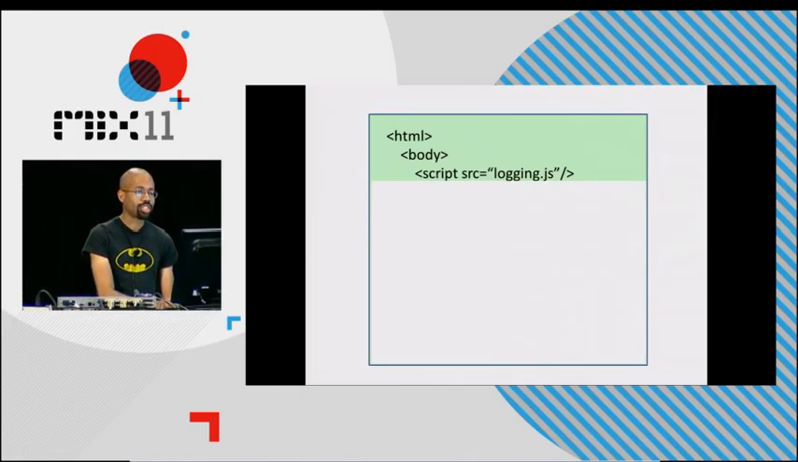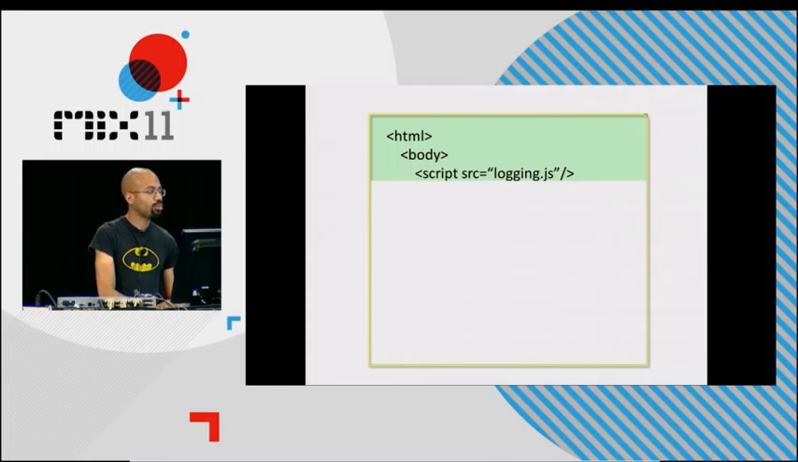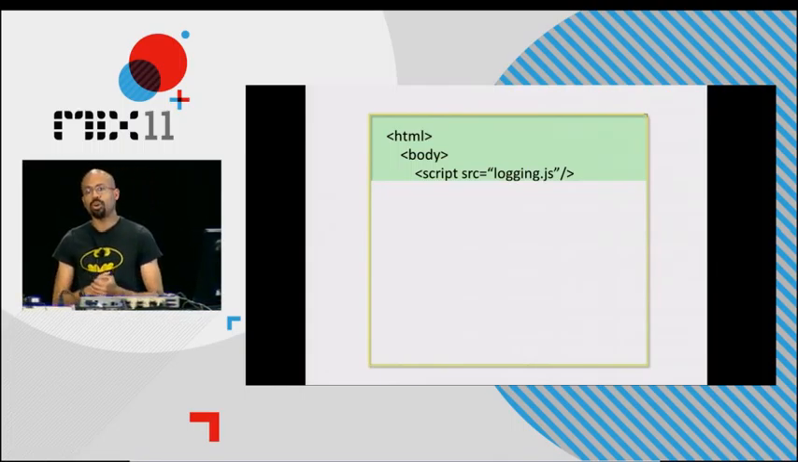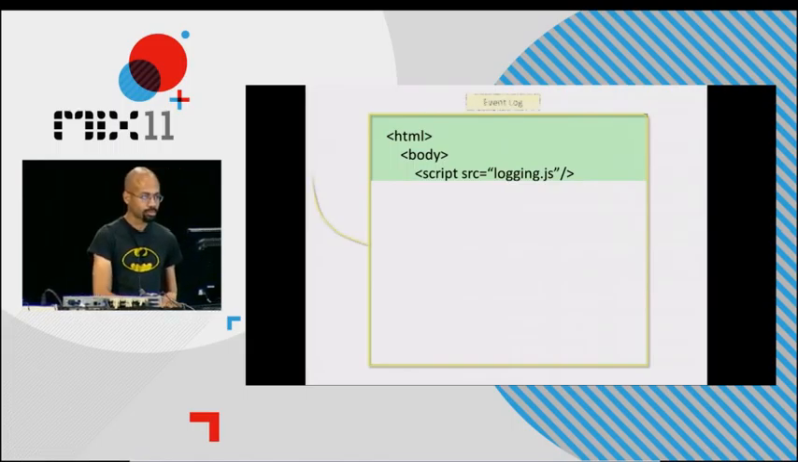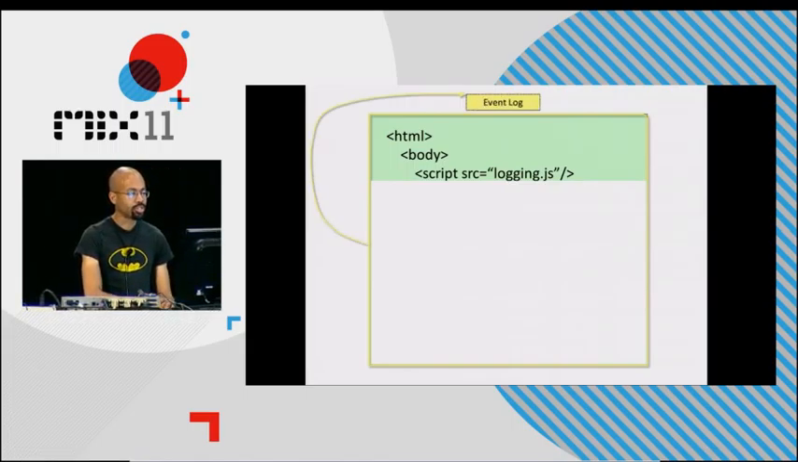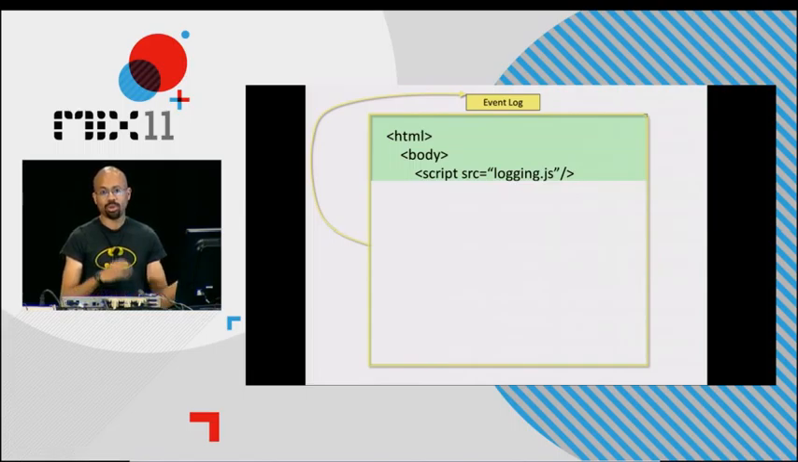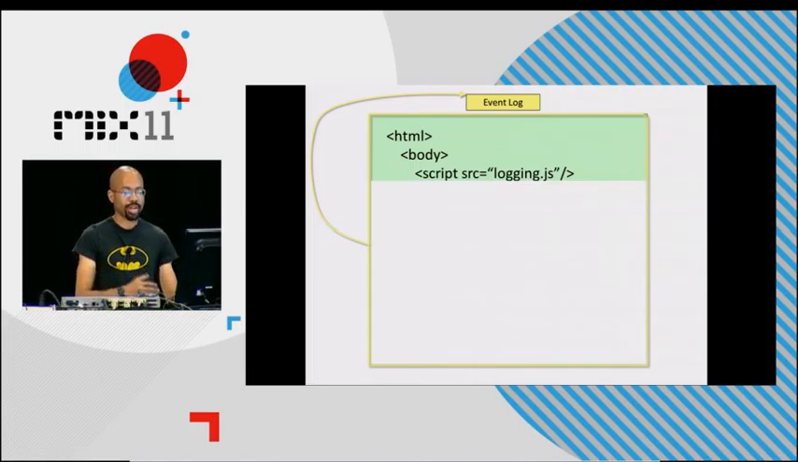Now, that logging.js is going to do 2 things. First of all, it's going to interpose on all the sources of non-determinism in the page in ways that I'll describe to you in a second. Second of all, it's going to create an event log. This is basically where all of our events are going to go, and this will be used once the user actually starts interacting with the page.